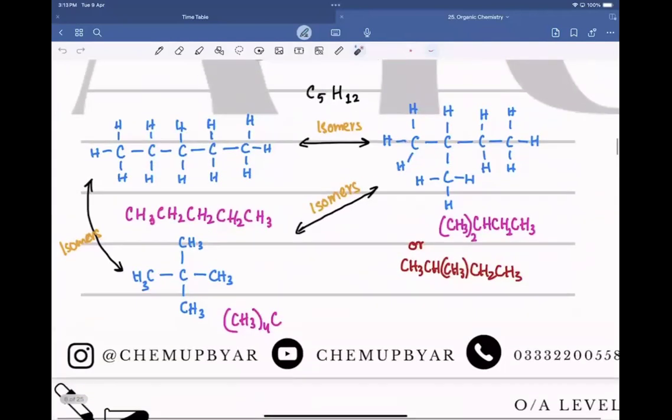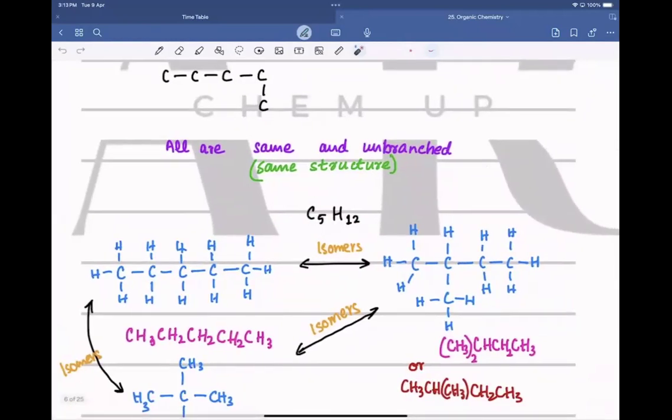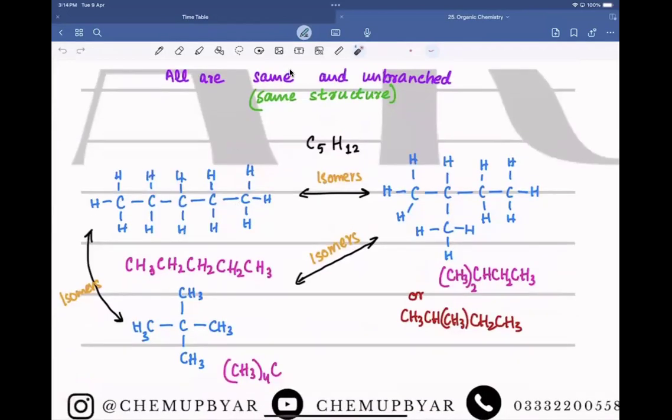Now let's have a look. For example, if I have a molecular formula of C5H12, how can I make the structure? Just try to understand this key concept. If you get this key concept, it will be easier for you to make the isomer structures. So 5 carbons: the first isomer I will draw has all 5 carbon atoms in a straight chain, no branch. And then I will put the hydrogens around, wherever the number of bonds is less.